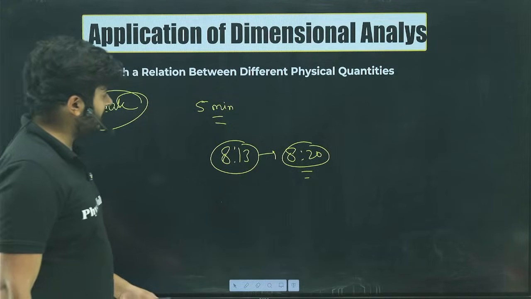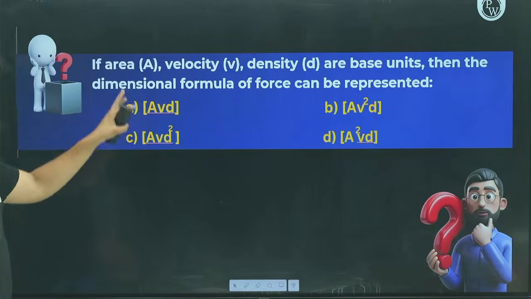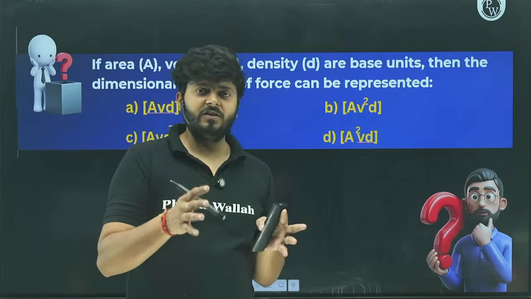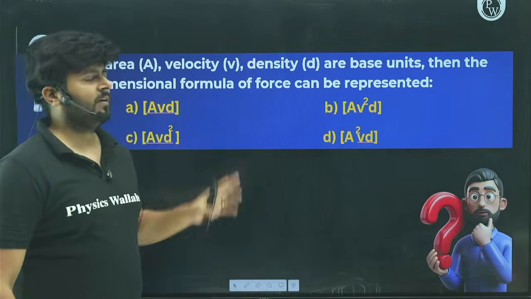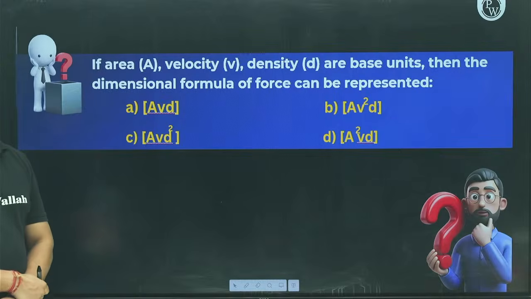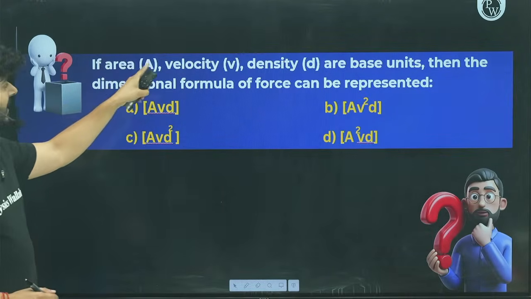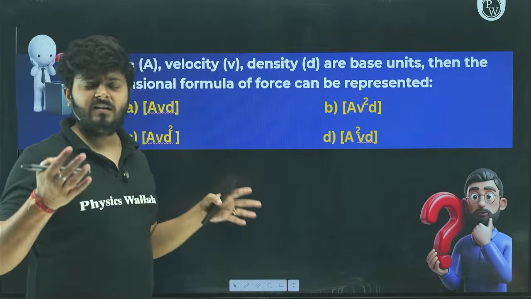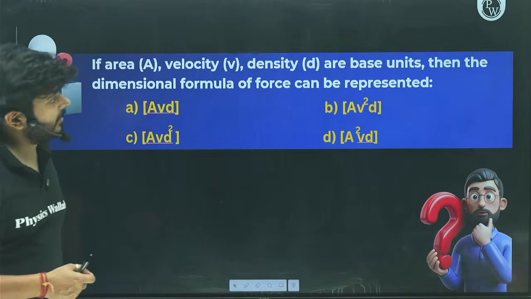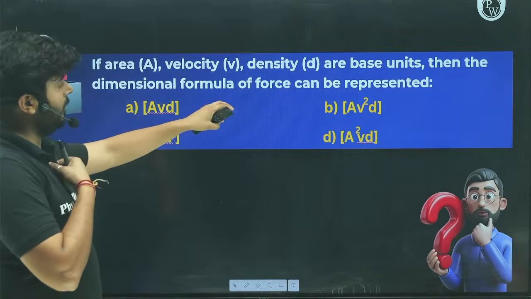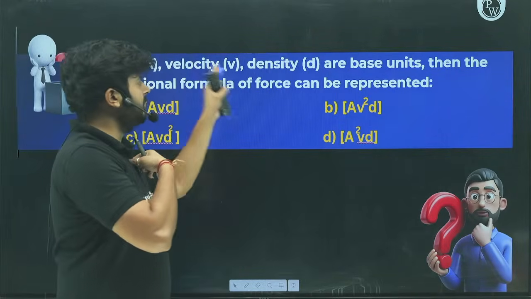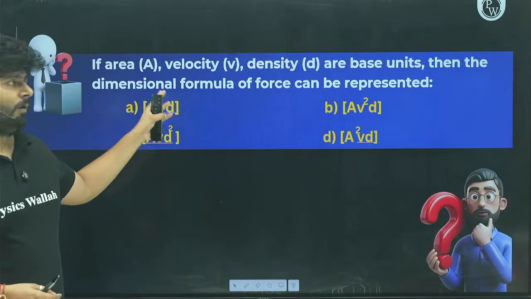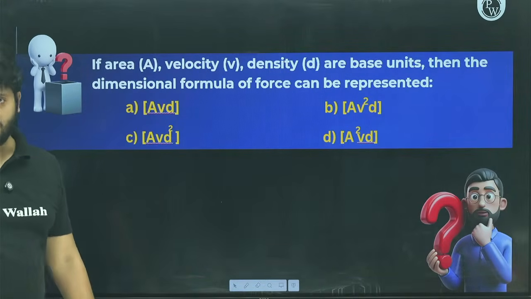There is a clear step-by-step method to do that. Read this problem, and with its help we will understand how to establish a relation between a given set of variables using the dimensional analysis concept. If area, velocity and density are base units, we are treating them as fundamental units, and we want the dimensional formula of force in terms of these fundamental units.